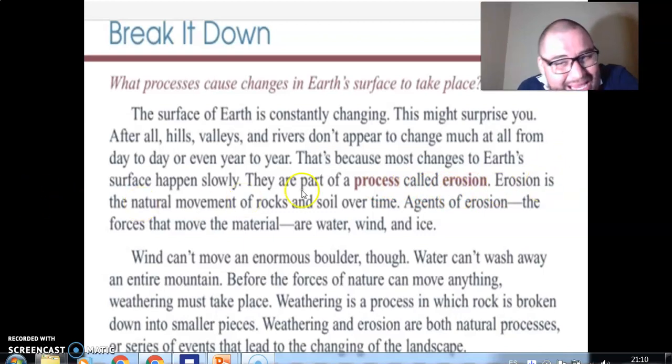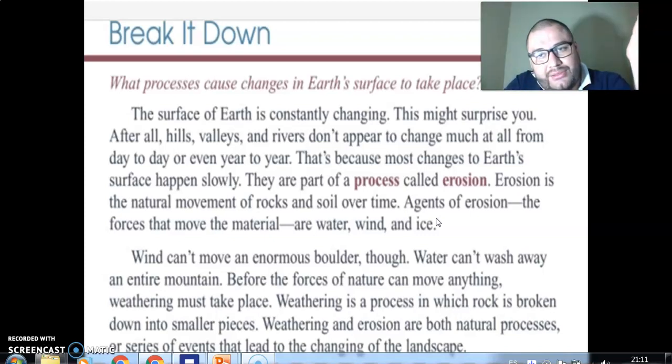Erosion is the natural movement of rocks, right? Pay attention because I'm going to tell you why. The natural movement of rock and soil over time. The agents of erosion, the forces that move the material, are water, wind, and ice. What does that mean, mister? It means that when it's raining, for example, or when it's windy, we are going to have erosion. Not in one day. We are going to have erosion in years, months.